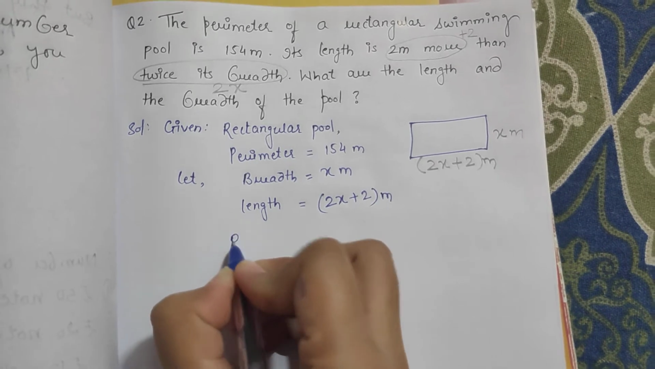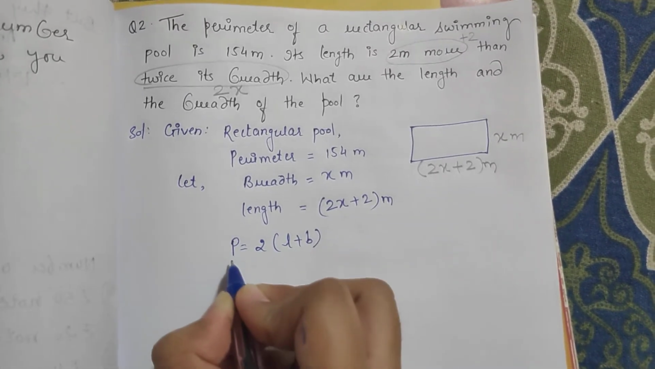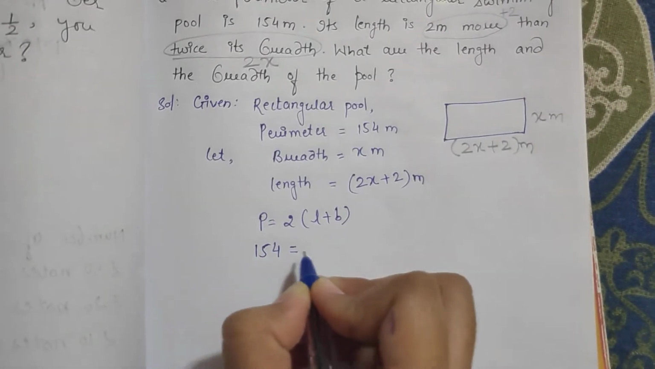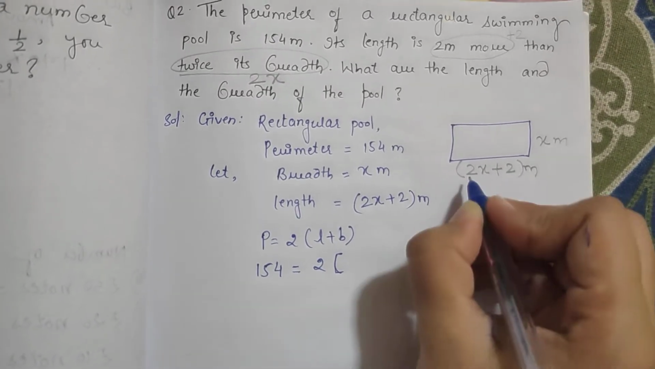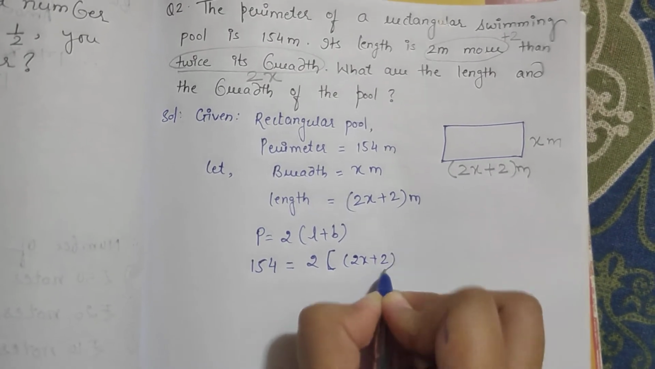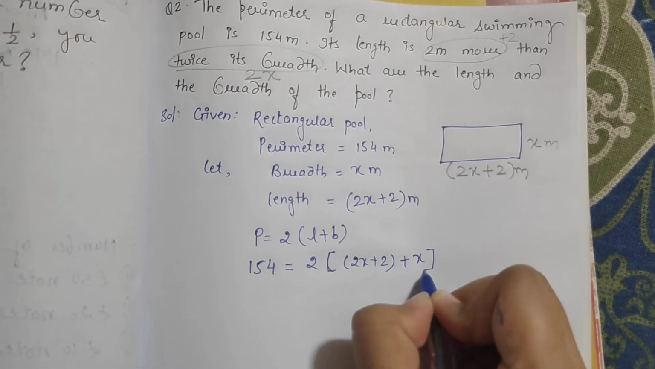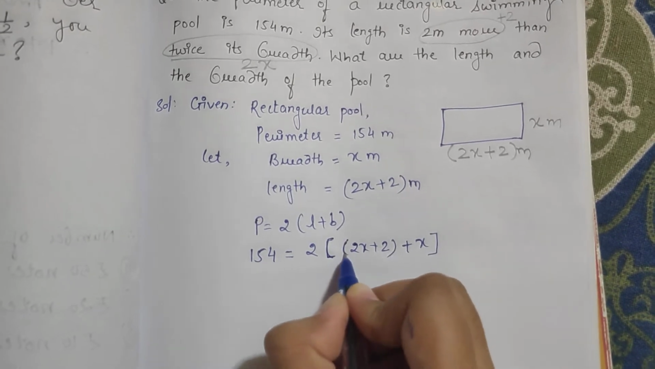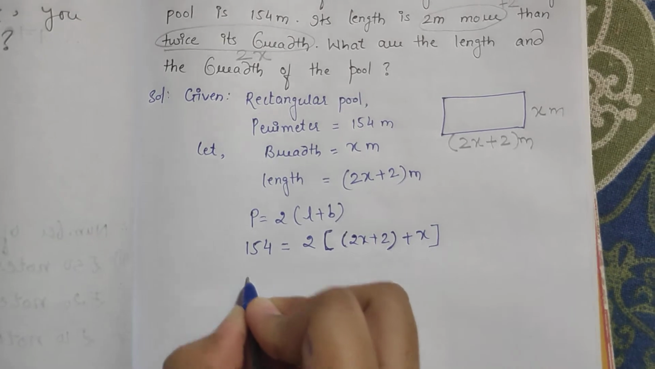We know that perimeter of a rectangle is 2 times length plus breadth. Now perimeter they have given is 154 meter. So 154 is equal to 2 as it is. Now what is length? Just now we have written it is 2x plus 2. And what is breadth? Breadth we have taken is x. I hope this part is clear. Why have I taken this square bracket? Because in this bracket there is another bracket of length. Now let us open these brackets.